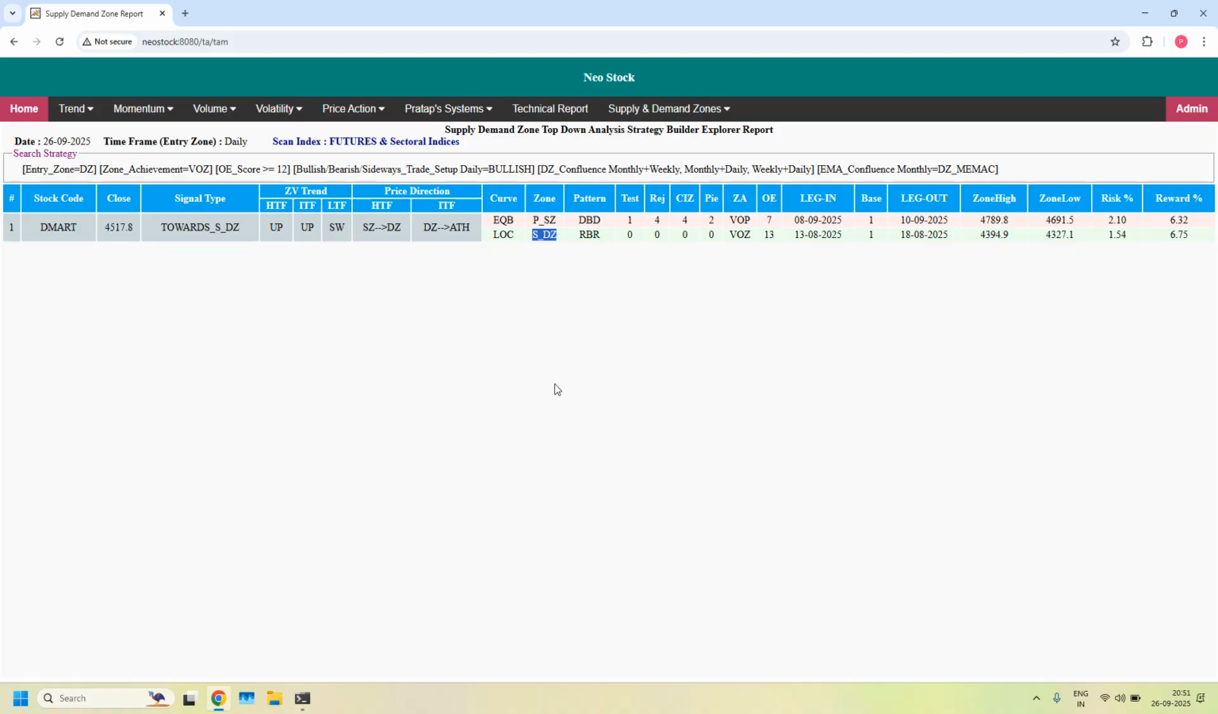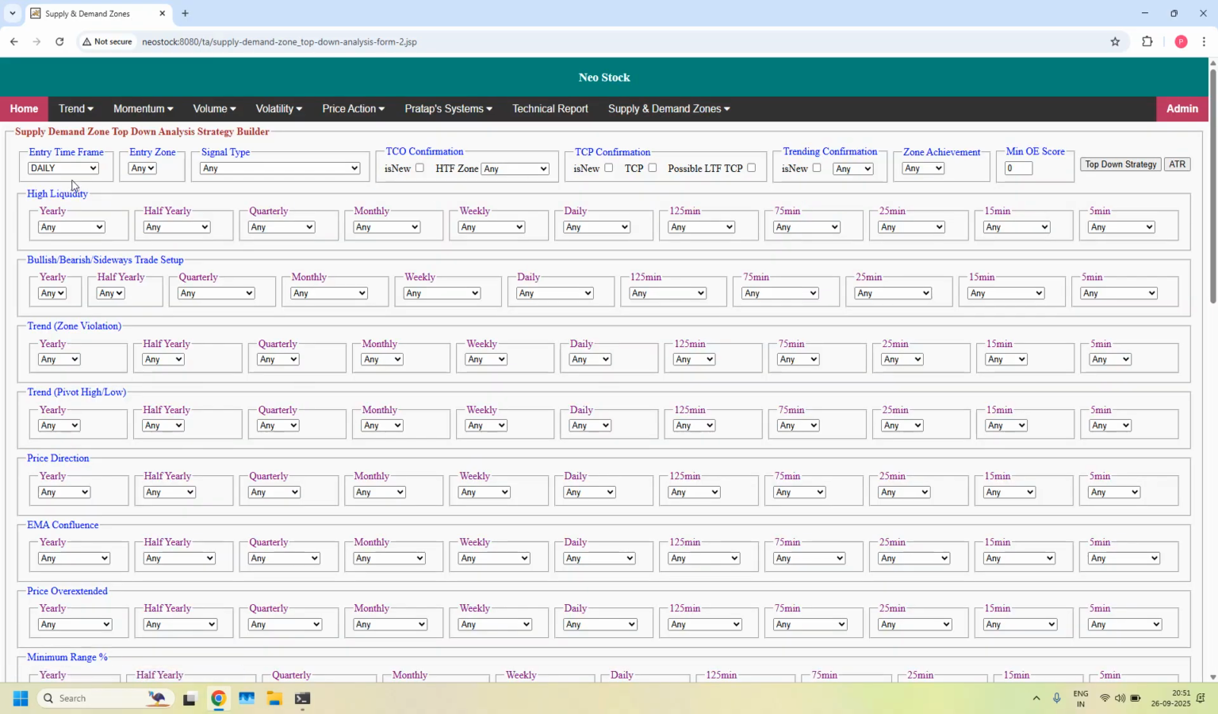Provided less than 20 checklist items are satisfied. Otherwise, higher chances of zone violation. So this is a bullish trade setup for monthly income trade. Next, bearish trade setup for monthly income trade.